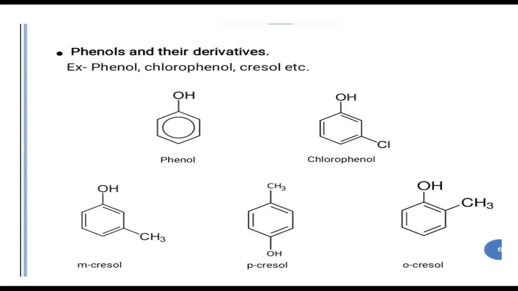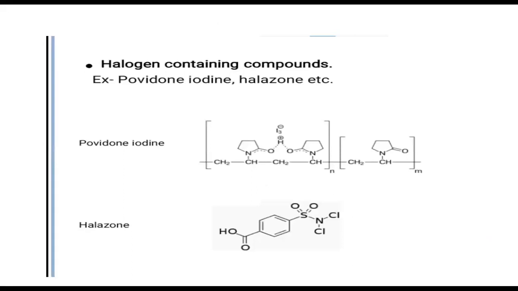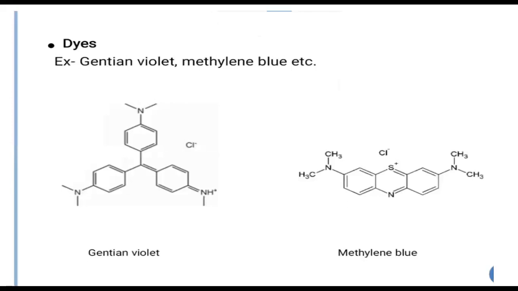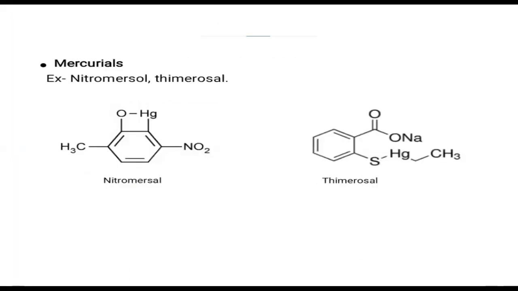Substitution is done at varied positions, wherein the molecule is kept as it is and structural modifications are done to show the effectiveness of the molecules. Second come the halogen containing compounds, wherein povidone iodine is a very well-known example of an ointment, and the second is halazone. Cationic surfactants: we have benzalkonium chloride and benzethonium chloride. Dyes, which are used as therapeutic agents: we have gentian violet and methylene blue. Mercurials: we have nitromersol and thiomersal.